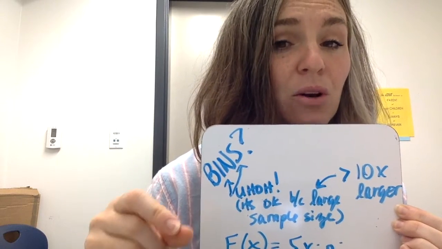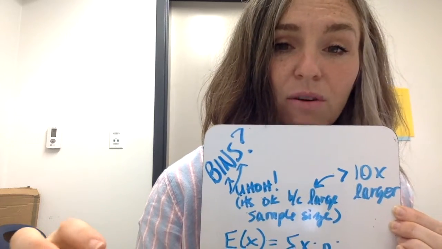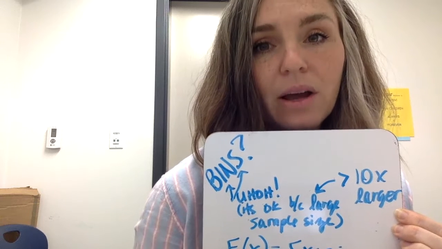Once we decide that it's binomial, then we probably want to reference our formula sheet to find the expected value formula, and also the standard deviation formula for binomial. So let me pull that up. Hang on just a second.